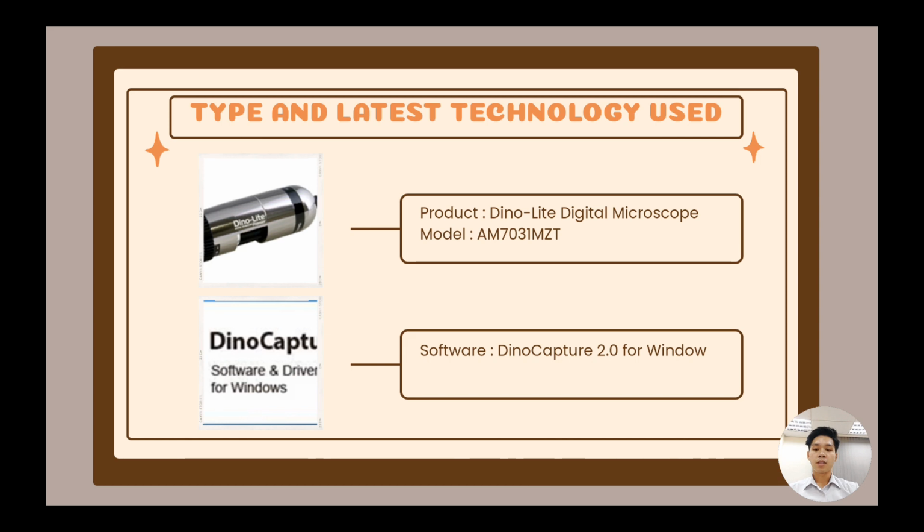DinoCapture is software for Windows that allows you to use a Dino-Lite USB microscope to view, capture, measure, annotate, and share images and video. This has many features and functions to enhance your microscopy experience. So it has polarization, calibration, time lapse, edge detection, barcode recognition, GPS integration, and more.